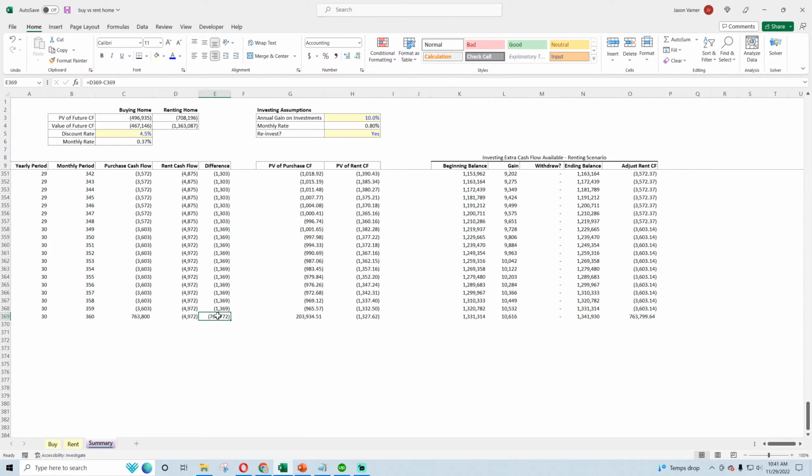Okay, so this difference, this ending balance is actually much higher because we're assuming a 10% annual gain. So for this adjusted rent cash flow, we want to add N. We don't care about E. All this is saying is we're going to sell the house at the end, and here you're going to sell your investment at the end.